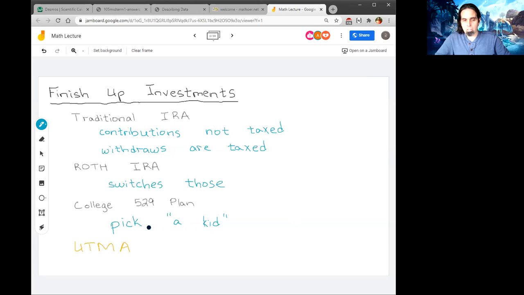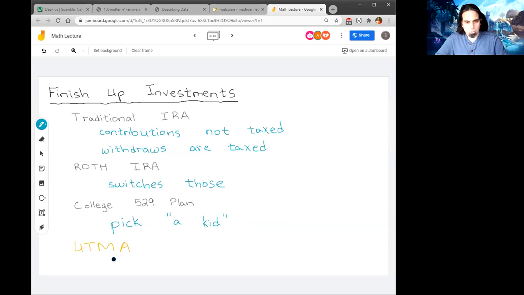And relatives can contribute to the 529 plan also. If you have older relatives that want to spoil your kids, then they can put a certain amount of money in each year and it helps them with their taxes. So more details are easy to find online, but not really my job as a math teacher.